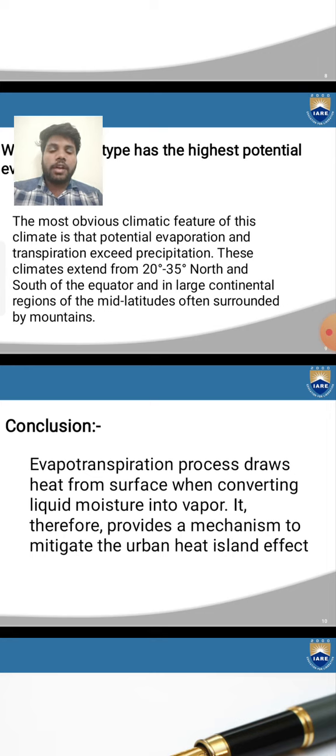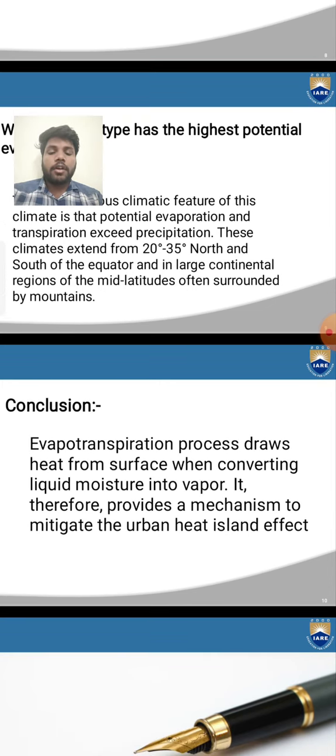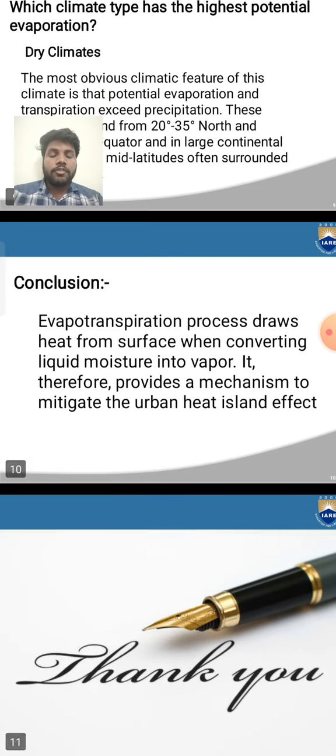From this, the heat from the surface when converting liquid moisture into vapor therefore provides a mechanism to mitigate the urban heat island effect. So we can say that the evapotranspiration process draws heat from the surface when converting liquid moisture into vapor. It therefore provides a mechanism to mitigate the urban heat island effect. So this is all about potential evapotranspiration.